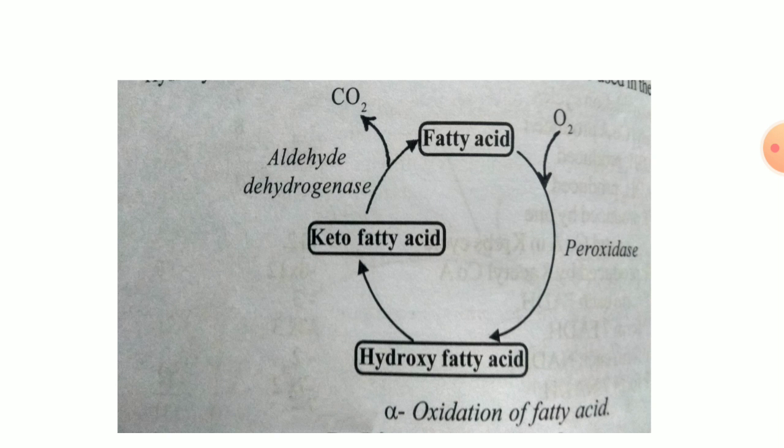Alpha oxidation was first discovered by Stumpf, and alpha oxidation occurs only in long chain fatty acids containing more than 13 carbon atoms. It generates even carbon number fatty acid components from odd carbon fatty acid for beta oxidation.